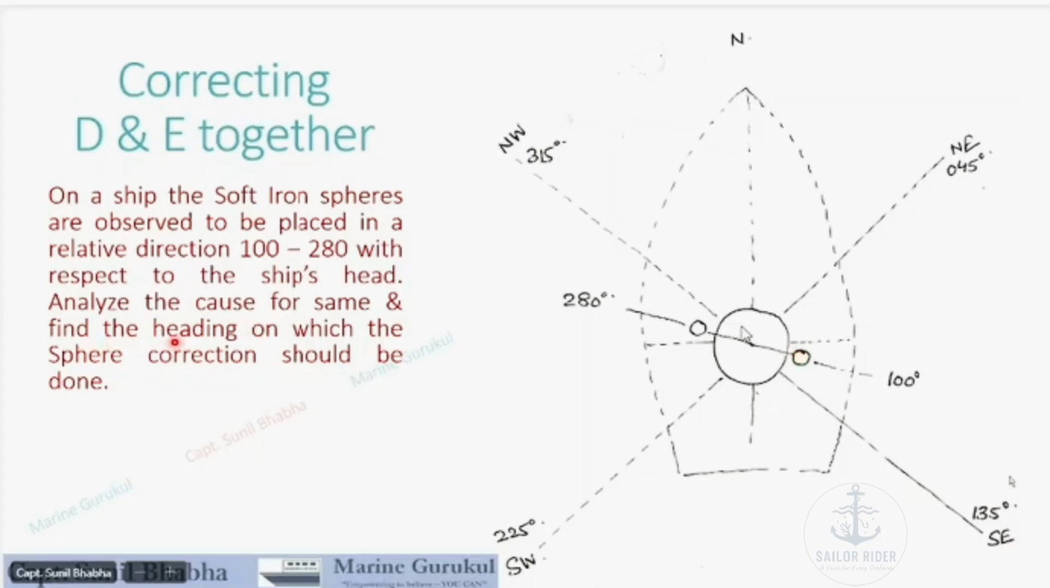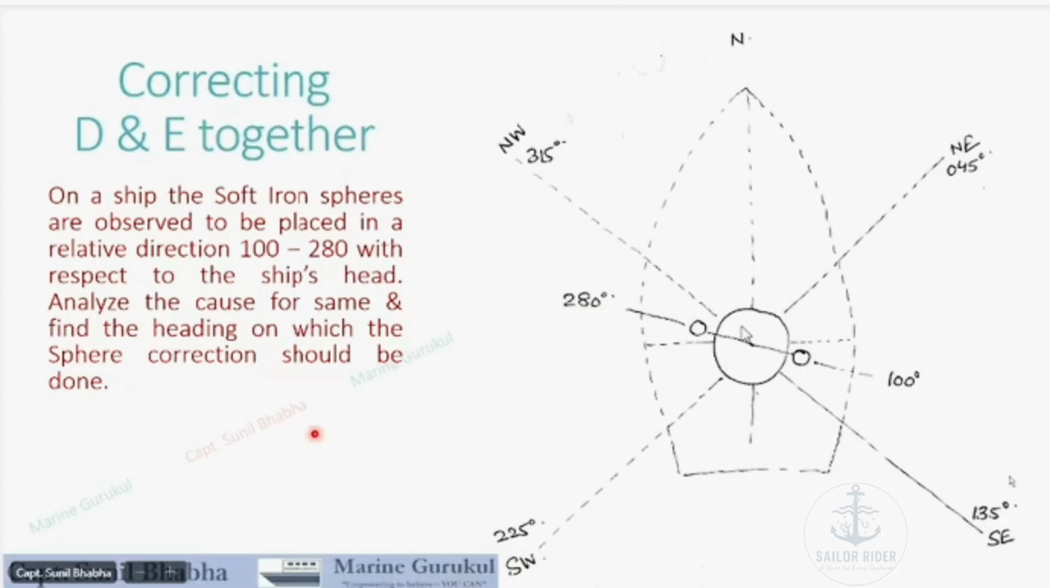Now going further, we need to find the heading on which the sphere correction should be done on this particular ship. Always remember the fundamental: whenever we are doing any sphere correction, it may be coefficient delta, it may be coefficient eco, or it may be the combined correction for delta and eco. In all these cases, we have to ensure that the spheres are at an intercardinal direction from the compass location.